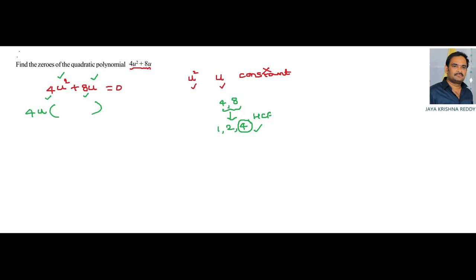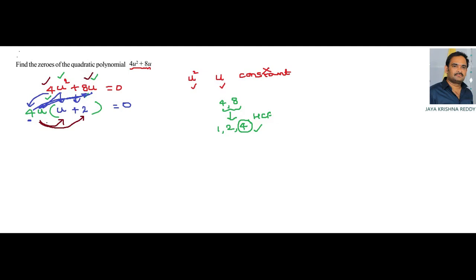Okay, so now from the first term 4 is there already outside, and from u square 1 u is there outside as common, so the remaining one more u should be written in the bracket. Now plus symbol, and in the second term 8 is there, 4 is there already outside. In 4 table where you will get 8 means 4 twos are 8, so you have to write 2 here, and u is there already outside as common. So equals to 0. Now you can check by multiplying these terms. 4u into u, it is 4u square, and 4u into 2, it is 8u.